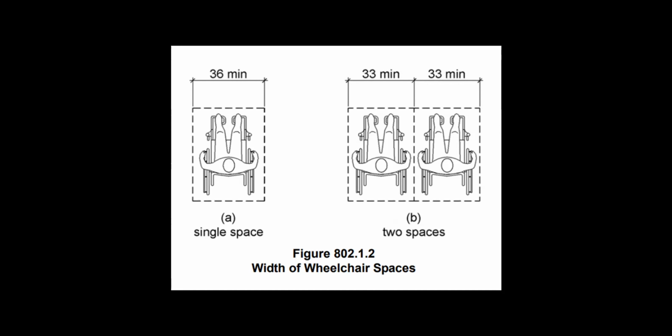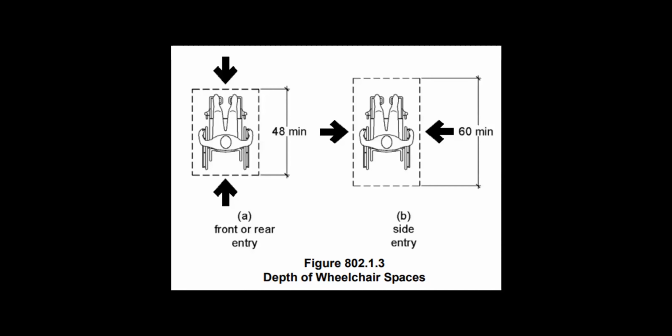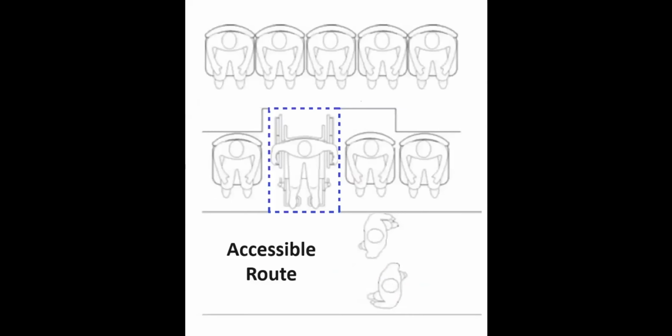33 inches wide minimum. Where a wheelchair space can be entered from the front or rear, the wheelchair space shall be 48 inches deep minimum as shown on the left. Where a wheelchair space can be entered only from the side, the wheelchair space shall be 60 inches deep minimum.